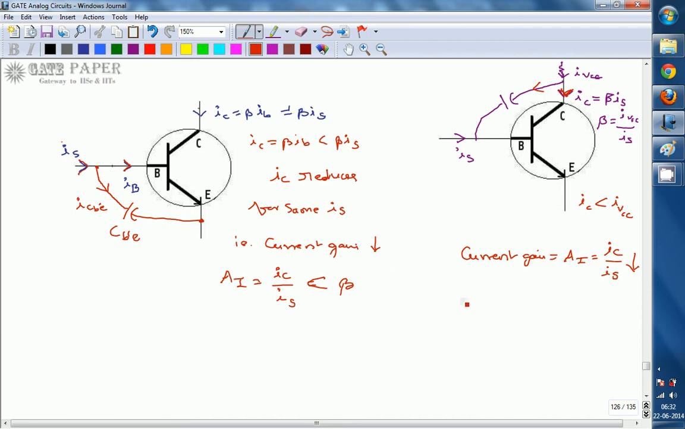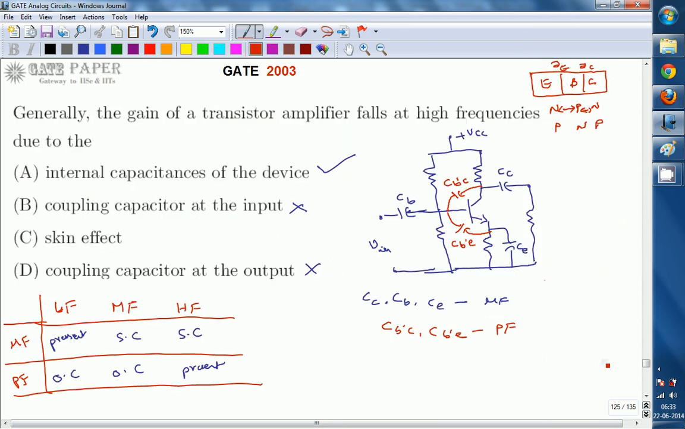Whenever the current gain AI reduces, obviously AV also reduces, because AV is equal to AI times RL dash divided by ZI. So as AI reduces, AV also reduces. Voltage gain reduces at high frequencies because of internal capacitances. So the right answer for this question is A.